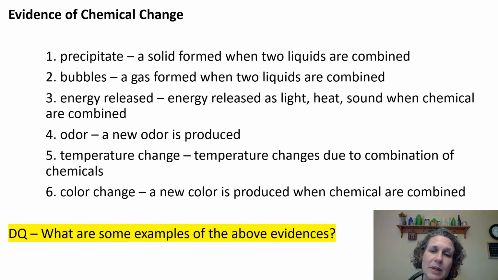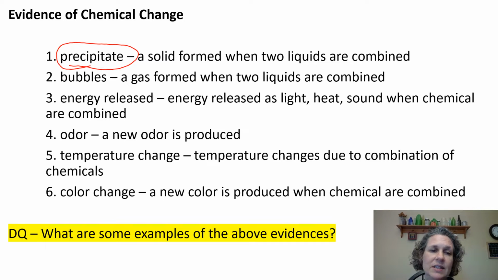If you mix two liquids and you see a solid formed, that is evidence of a chemical change. You have a new substance. That solid is a new substance. And this word right here, precipitate, is a fancy word for solid. So if you see a precipitate formed, you know that a chemical change has happened.